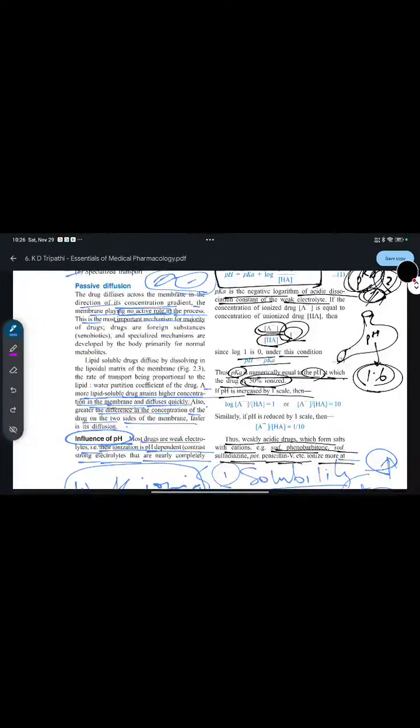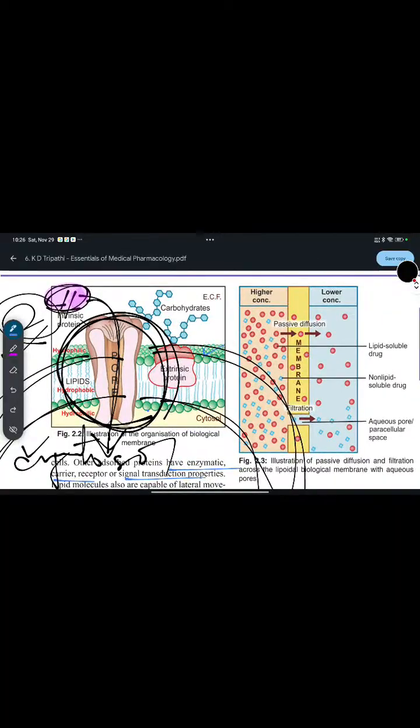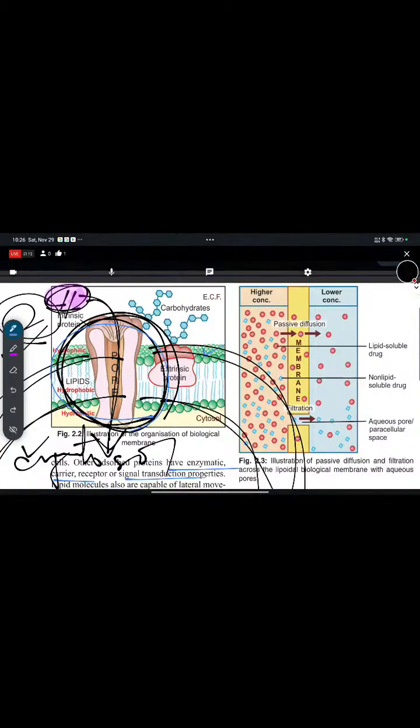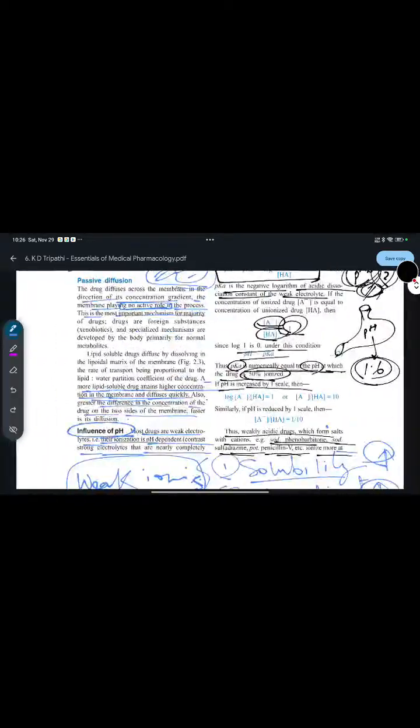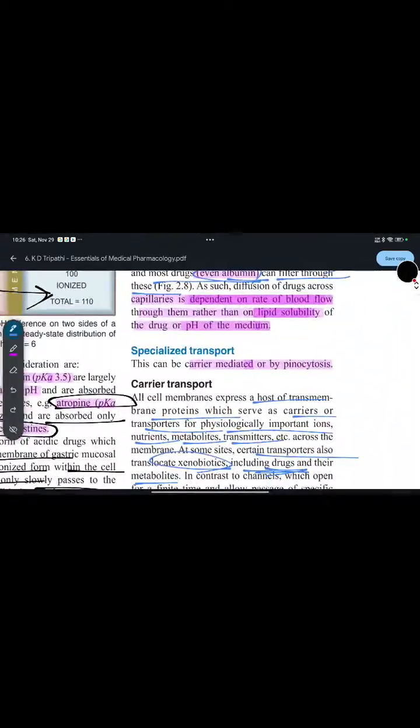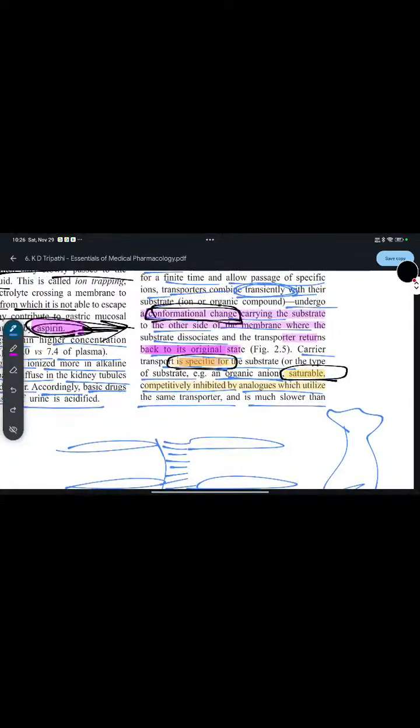In the same way, that channel will also be specific to the specific drug. For example, if this channel is specific to ionic drugs or water soluble drugs, or non-lipid soluble drugs, then what will happen? Only the ionic substances, or only the ionic drug, will pass through this pore. That's why it is called specific.